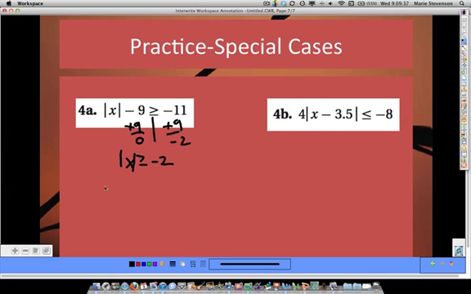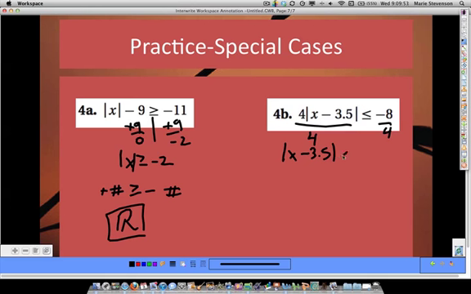Okay, it's negative, so basically this says a positive number greater than or equal to a negative number. That is always true. Over here, I would divide by that 4. Negative. So this says a positive number less than or equal to a negative number. That is never true.